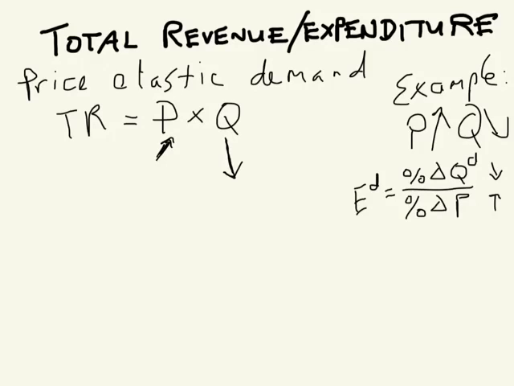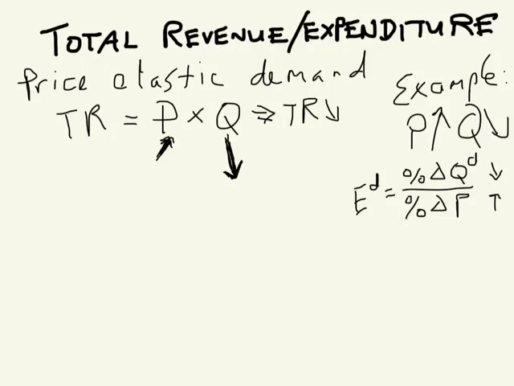Let's think through this case where price goes up. Say it goes up by 1% just for convenience. If the price elasticity of demand is -2, well then the quantity demanded is going to fall by 2%. A 1% change in price leads to a 2% decline in quantity. And therefore, total revenue is going to go down.